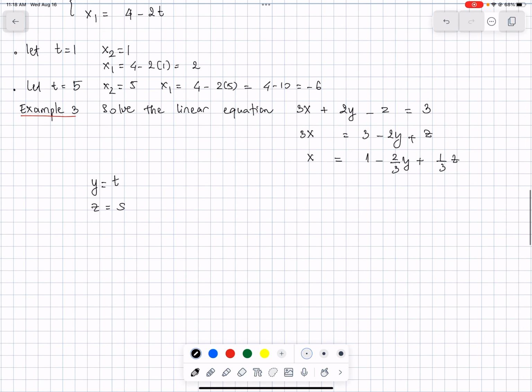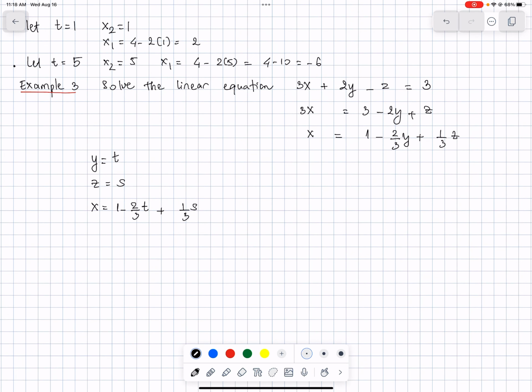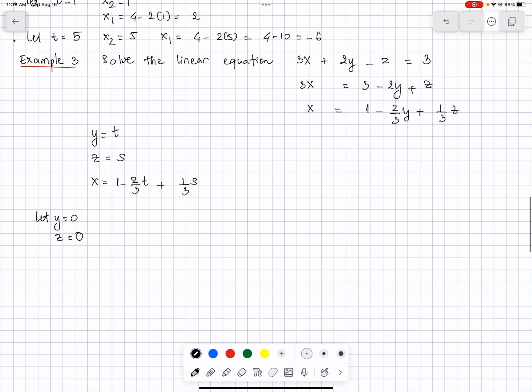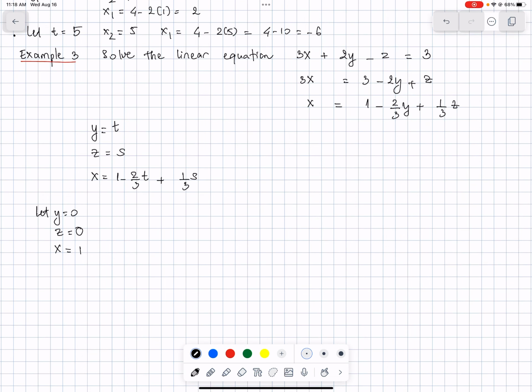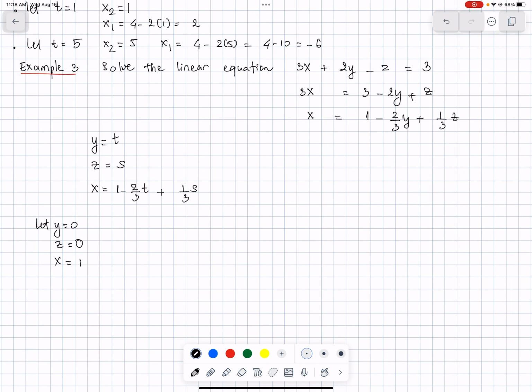Then to find the x value, I plug in 2 over 3 t for y plus 1 third s. So this is the solution set. To get a particular solution, you can let y equal 0 to be easier, and we can make z equal 0 also, so t and s are 0. Of course, we can choose differently, anything you want. Then you plug in and get 1 for x. So this is just one of the solutions for example number 3.